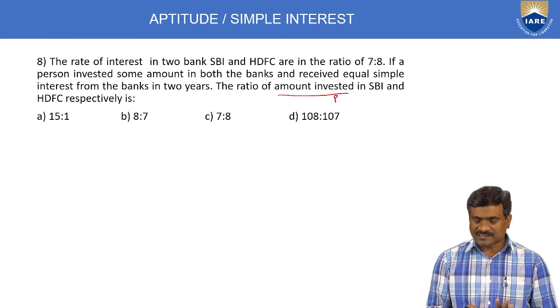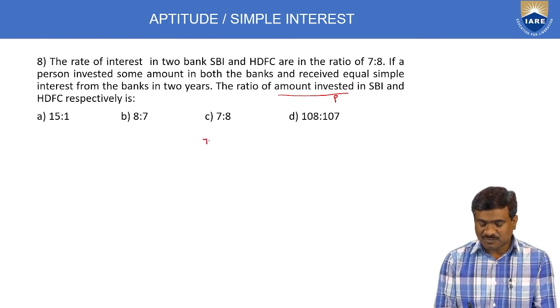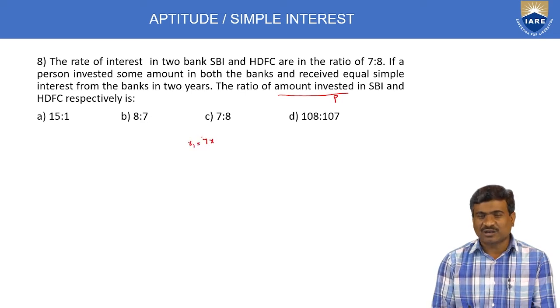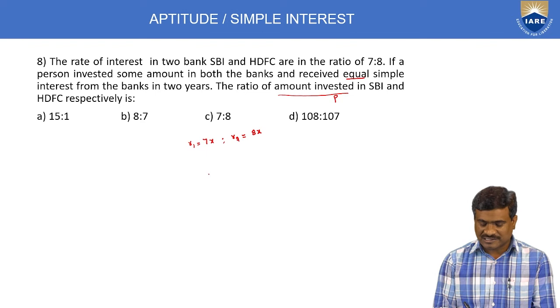Method. First statement: the rate of interest of two banks is in the ratio 7:8. Suppose the first bank's rate of interest R1 is equal to 7x. Similarly, the rate of interest of the second bank, HDFC, is 8x. The next statement: equal simple interest.